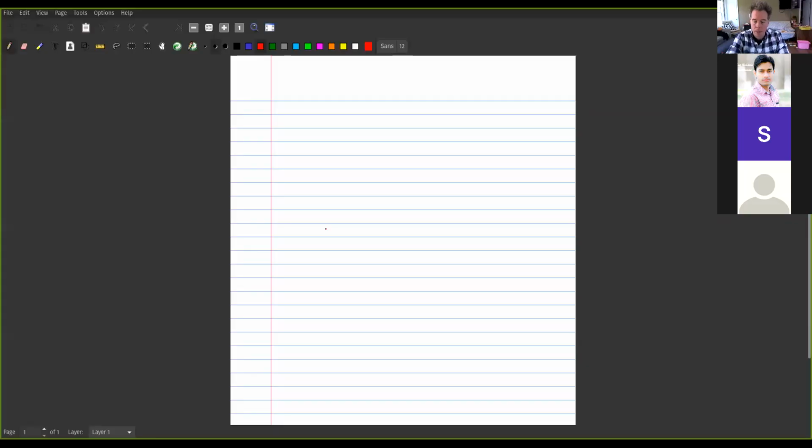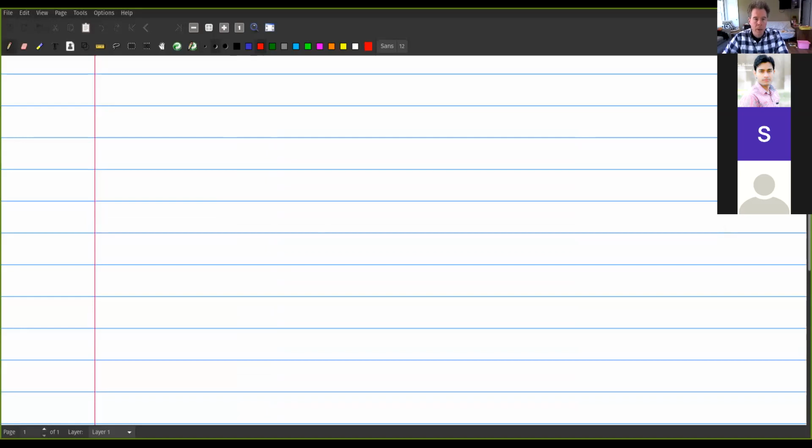All right, and we're continuing to talk about the number theory that we need to know to understand public key cryptography. So let's go to the drawing program. Here it is. Okay, does that look okay to everybody? Yeah. Okay, good.